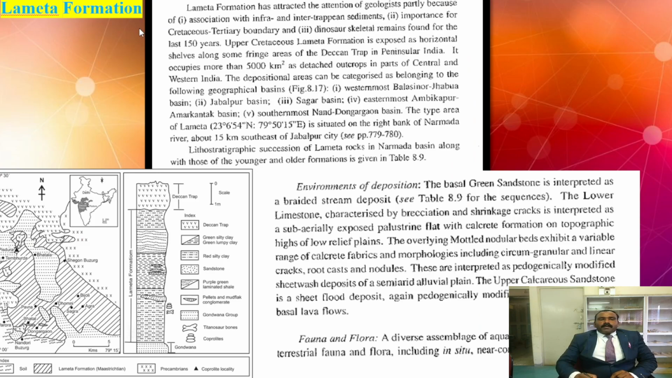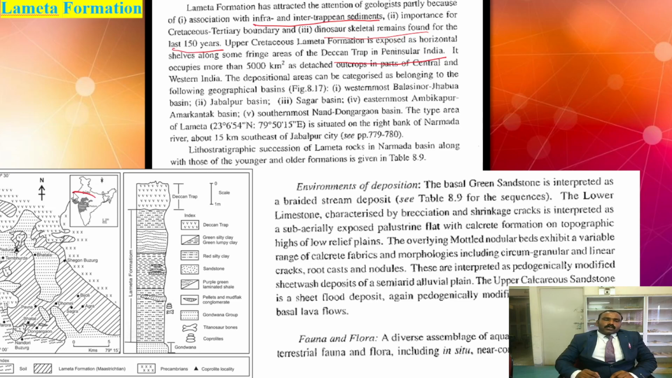Coming to the next most important aspect of the Deccan volcanic provinces, that is the Lameta formations. The Lameta formations and the Bagh beds are known for the intertrappean deposits, famous for different kinds of infratrappean and intertrappean sediments, along with their importance for the Cretaceous-Tertiary boundary and the dinosaur skeleton remains found in the last 150 years. The Upper Cretaceous Lameta formation is exposed in horizontal shelves along the fringe area of the Deccan Traps, particularly in peninsular India.